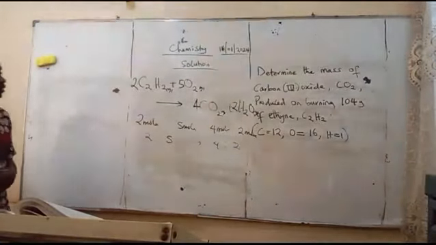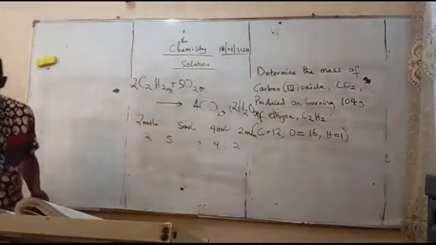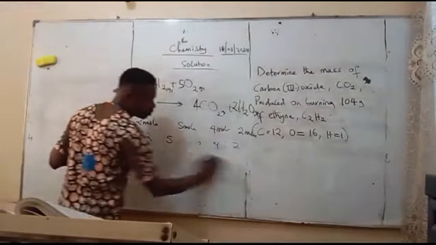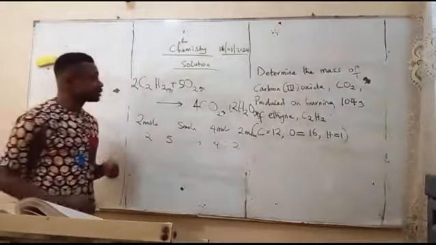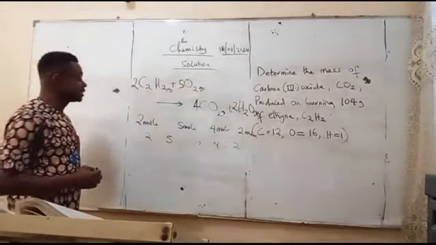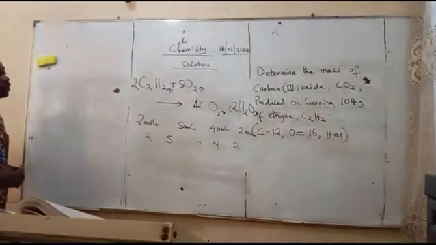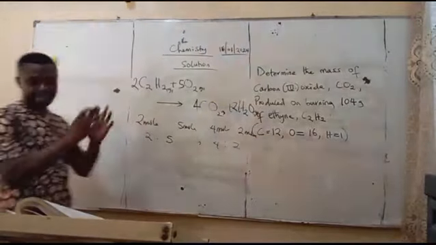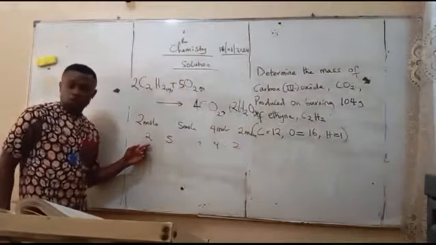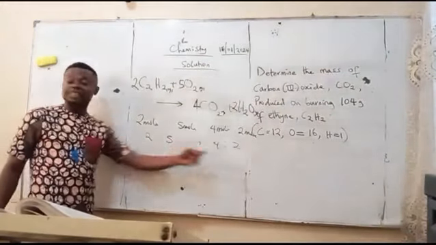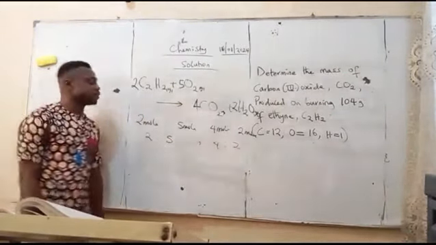This marker is not writing well again. I think we'll end this class after this because this board is becoming something else. And I don't really think our audience can see what we are writing on the board. Let's just see how far we can go. Now, so we have 2 is to 5 as 4 is to what? 2.